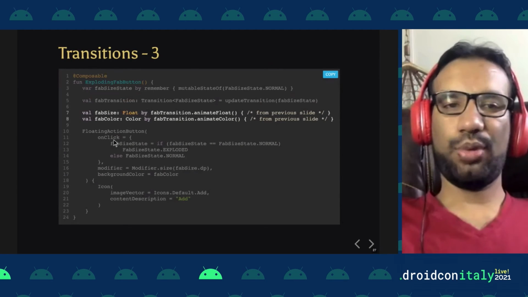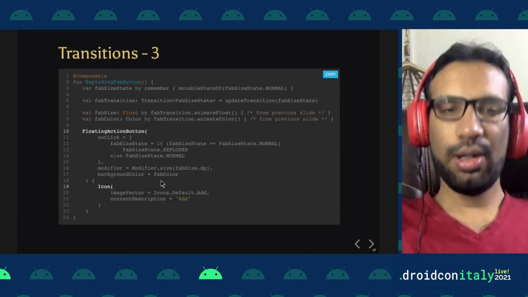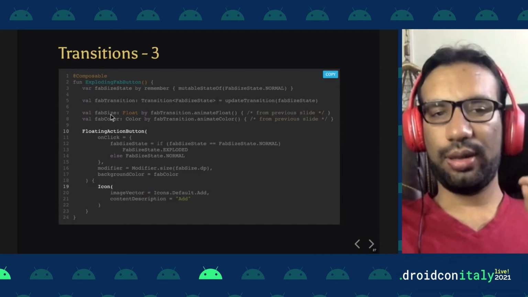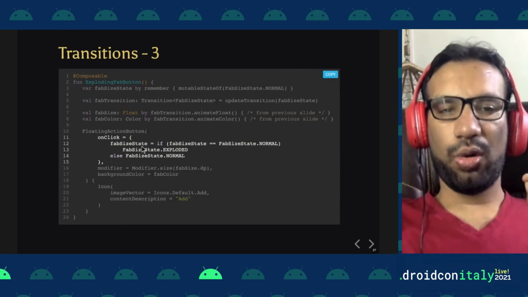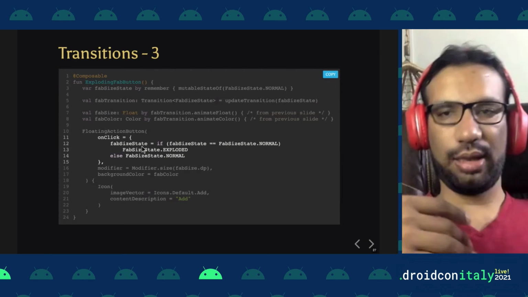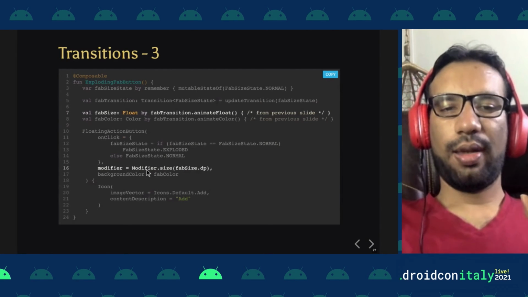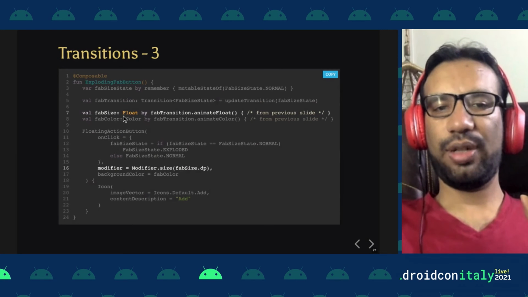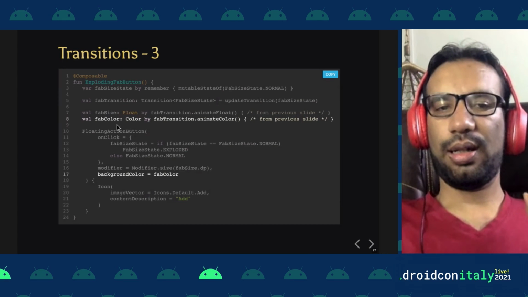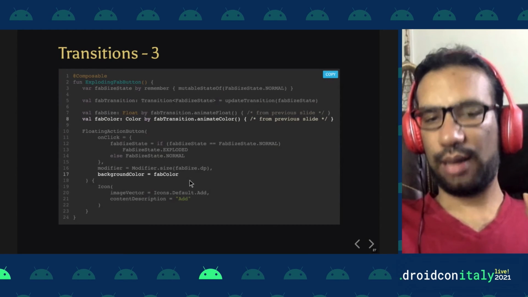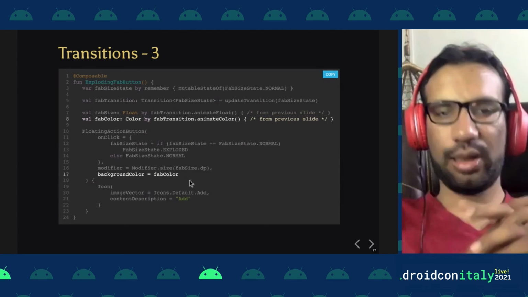Now we will put in our own floating action button, and we have an icon inside it. I'm using the previous values of size and color inside this floating button. I am changing the state from normal to exploding on click, and then I am using the size modifier from the previous fab size value, and similarly the color is also being used just like that. So this will give us a very good animation.